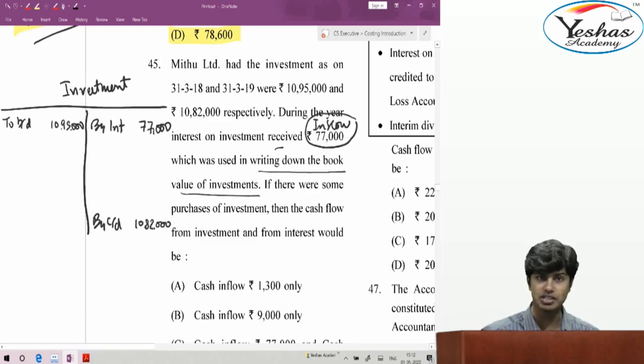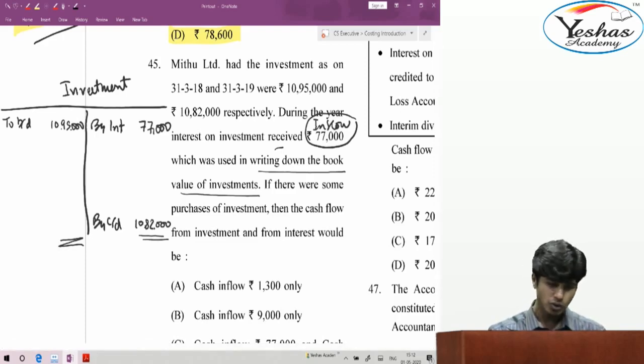Definitely there is an inflow of 77,000 to you. It is an investing inflow. Now, if there is purchase of investments, then what will the cash flow from investing activity be? Come on, let us solve this. So 77,000, that's it. Is there anything else required? Nothing much required, nothing else is there.